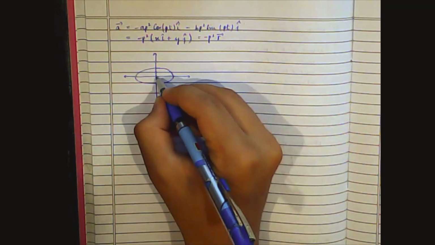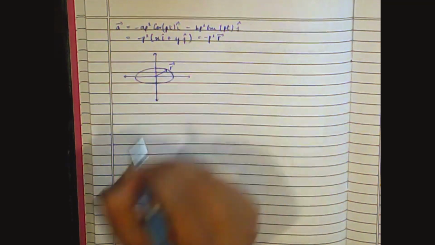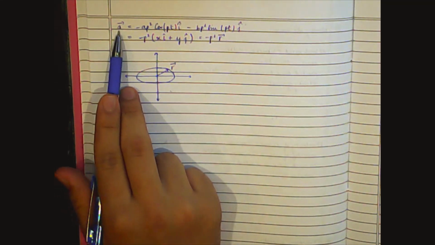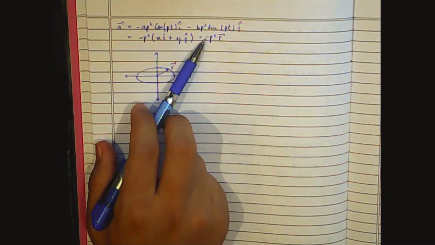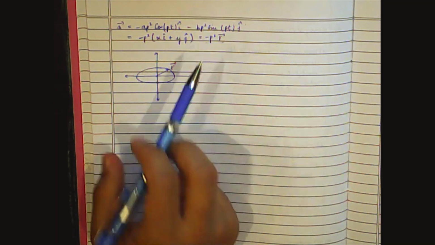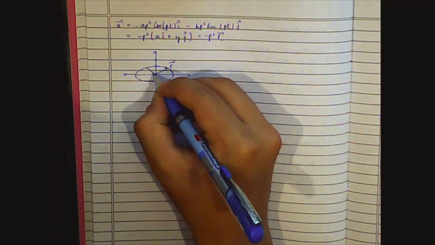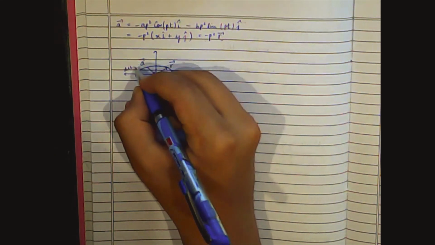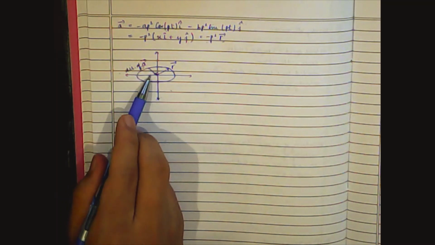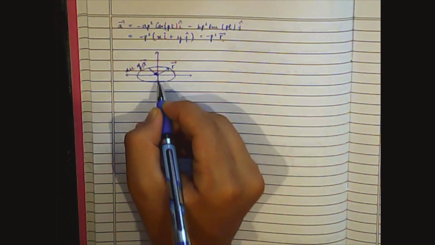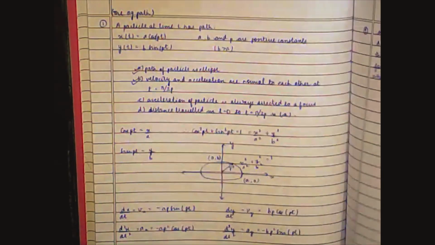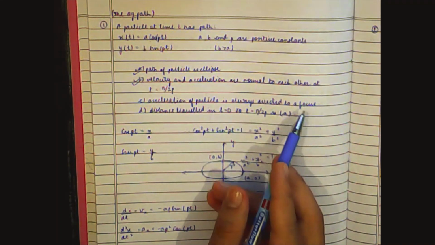So in the ellipse we had, this was the r vector, correct? This is the r vector, and so now we're given that acceleration is minus p square r vector, which is in the minus direction of r vector, right? So it'll be like this. So this is the direction of a. This is the direction of a towards the origin, and that satisfies our third option, which is acceleration of particle is always directed to a focus. So this is also correct.